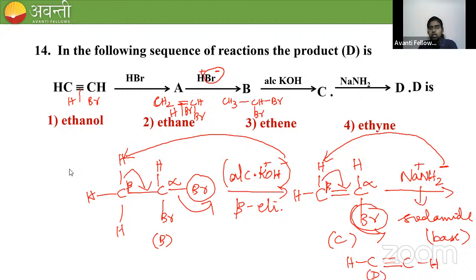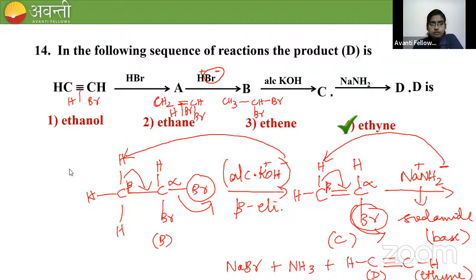NH2 has taken this hydrogen, so it goes out as NH3, and Na and Br will react to give NaBr. Got it? Now we are getting C2H2, which is called ethyne. So the product D is ethyne. So option 4 is the correct answer for this question. Clear?